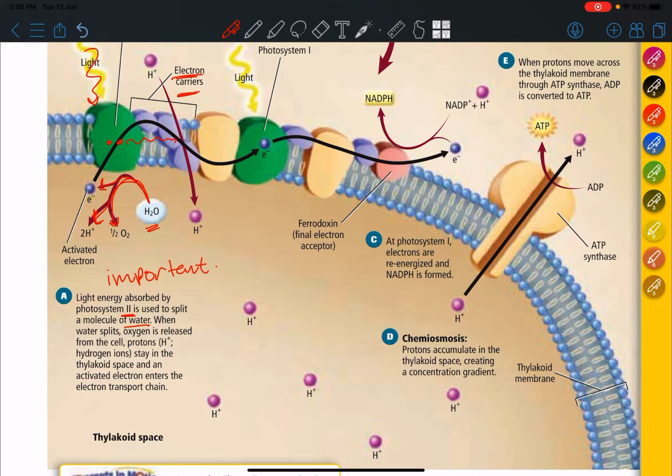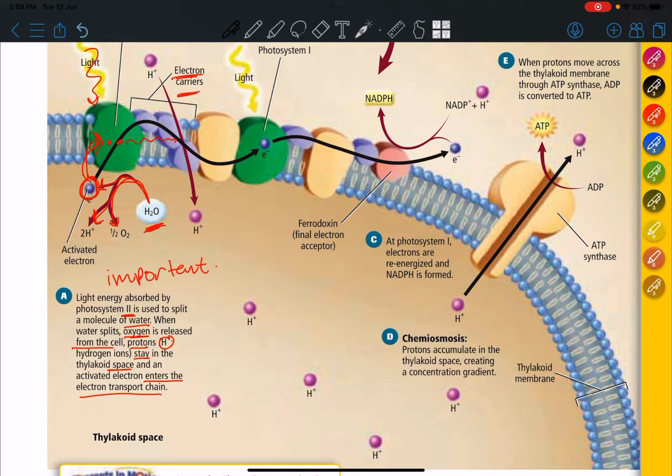So this electron that was released by the splitting of water replaces the ones that photosystem 2 has lost. The oxygen is released from the cell, and the protons, which are the hydrogen plus ions, stay in the thylakoid space, and an activated electron enters the electron transport chain. As I said, it will replace the one lost by photosystem 2.